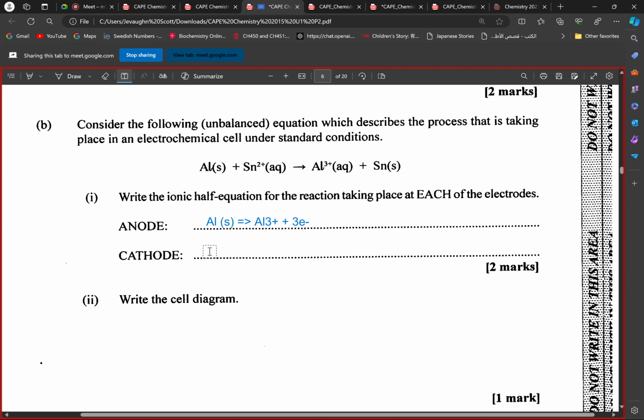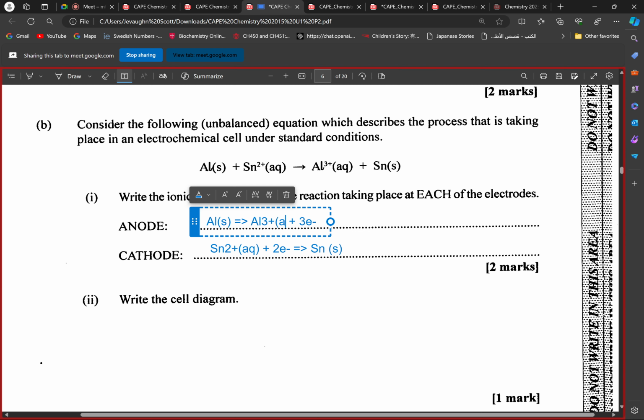All right, and that would mean our cathode now. The anode is oxidation. Oxidation is the loss of electrons, lovely, that is being shown here. Now we have tin, Sn2+ plus 2 electrons, which is the gain of electrons. That would now give us tin as a solid, of course. And this must be a reversible arrow as well, aqueous.